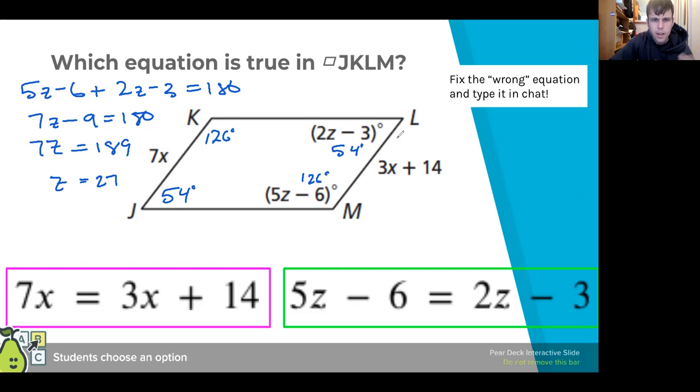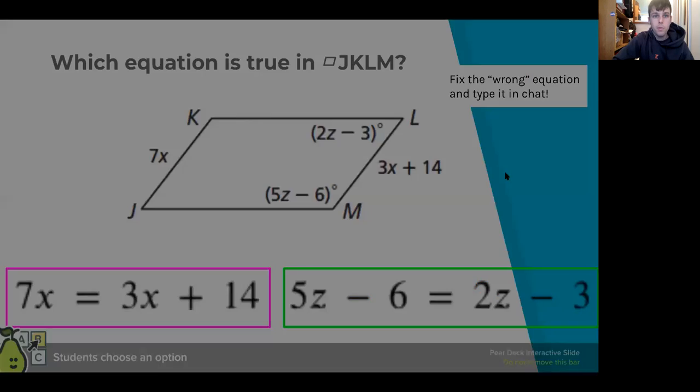Oh, I misspoke. I don't know why I did that. I do all that work and then I write down the wrong number and say the wrong number. This was 51. 54 minus 3 is 51. 51. And then these were all both 129. Sorry about that. Anyway, the point I'm trying to illustrate here is if we know one angle in our parallelogram, we can find the rest of them.